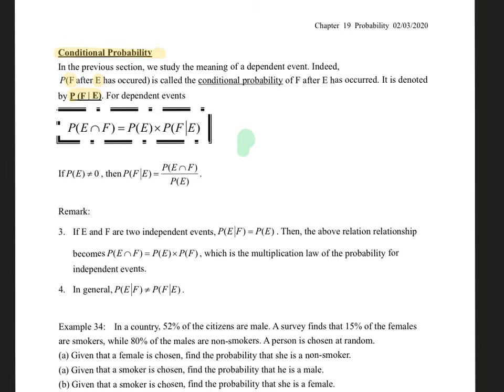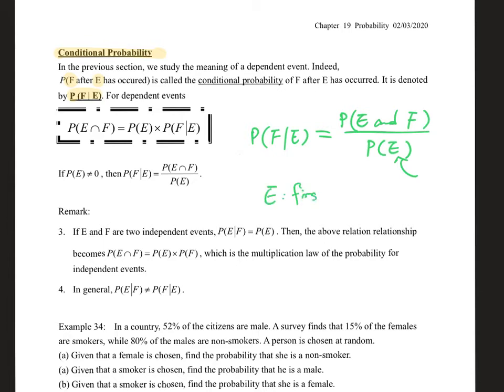The formula will be given by P(F given E) equal to the probability of E and F, divided by P(E). E, remember, is the first event. You can simply think of E as the first event that occurred, while F is the second event, the event that followed.